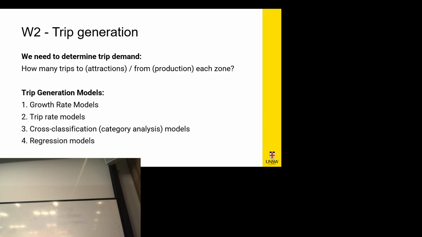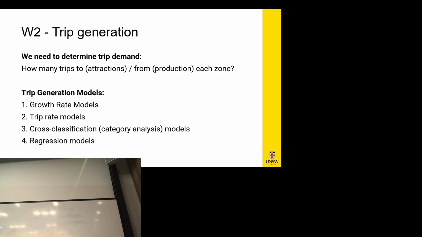So just going to repeat that. Zone A. How many trips is from zone A? So that's production. I'm producing number of trips. And then you have zone B. How many trips to zone B, right? Say that zone B is a shopping centre, for example. Very simplified. How many people are going to the shopping centre, for example?